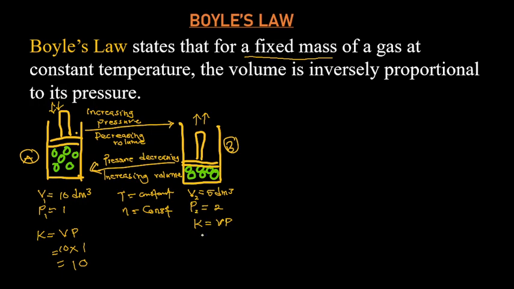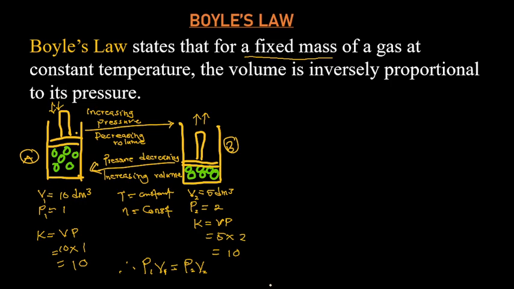But over here, volume is 5, so we'll have 5 multiplying pressure, which is 2, and this will give us 10. So we observe that when we have P1 V1 multiplying, it gives us a constant of 10. When we have P2 V2 multiplying, it gives us a constant of 10. And so we can conclude that P1 V1 is equal to P2 V2. So guys, that is Boyle's law. That is what Boyle's law is about.